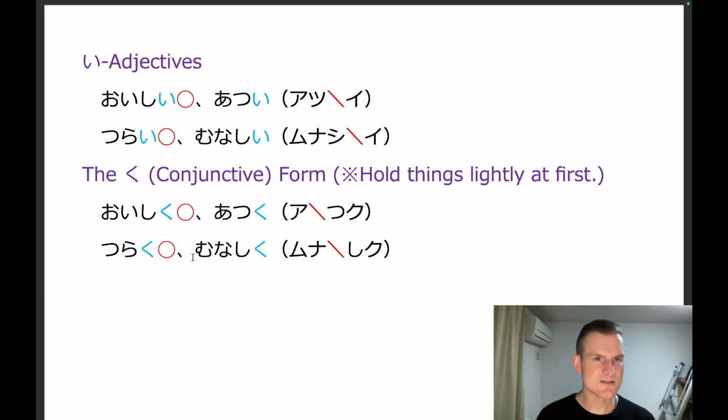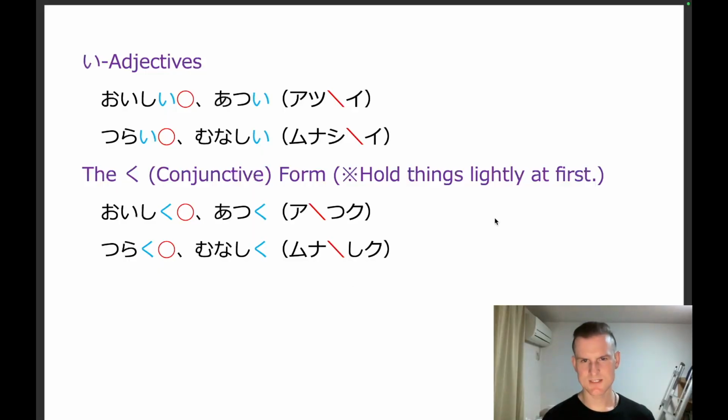Then we have tsuraku from tsurai. Once again, just changing the i to a ku, and the accent stays the same on flat pitch words. And then finally, we have munashiku from munashi. And once again, the accent is moving over one space to the left. So in munashi, it drops after shi, right? In munashiku, it drops after na. And this sh here is also unvoiced like the ts here, which is why it's in hiragana. Okay, so that's the ku or conjunctive form of the i-Adjective.